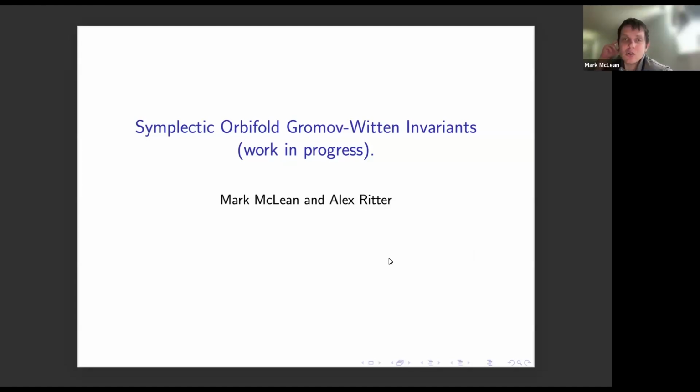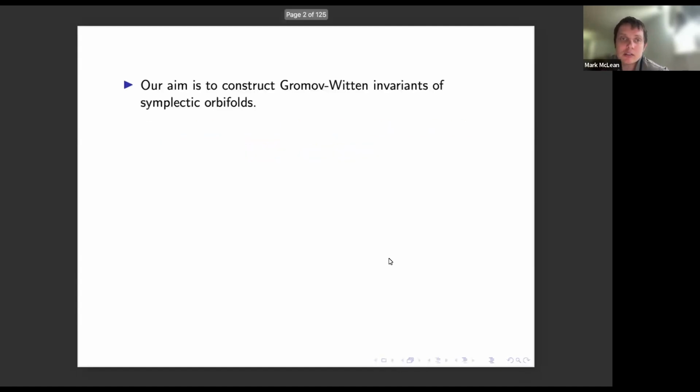Great. So yes, I'll be talking about symplectic orbifold Gromov-Witten invariants, and this is joint work with Alex Ritter. It's very much work in progress, so I'm sure things will change once we write this up a little bit, but at least I'll convey the basic idea of our work.